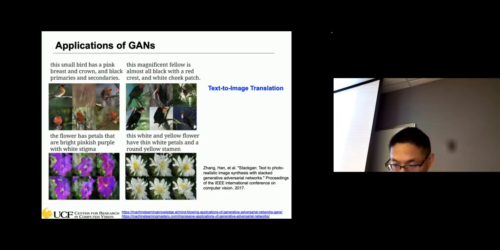Not only image-to-image translation, we can also do text-to-image translation. Given a text description, we can generate an image or a bunch of images that fit the specific text description. This is also really useful.